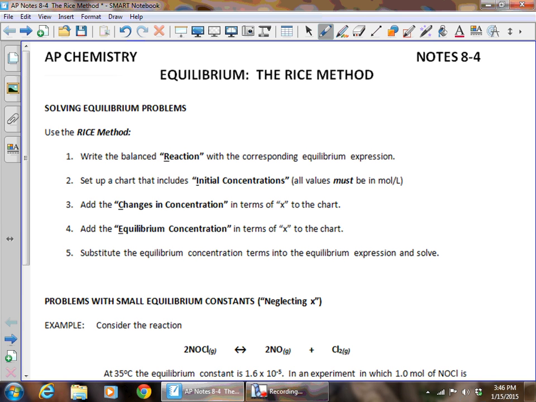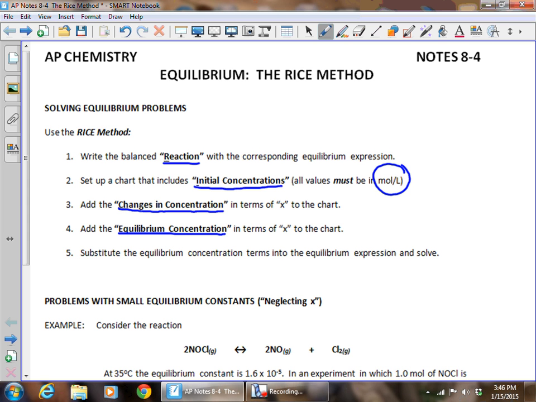Today we're going to talk about a method of solving equilibrium problems called the RICE method. RICE stands for reaction, initial concentration of the substances, change in concentration of the substances involved in the reaction, and the equilibrium concentration. And all of these values have to be in moles per liter.